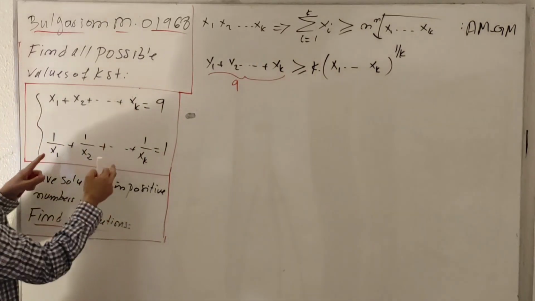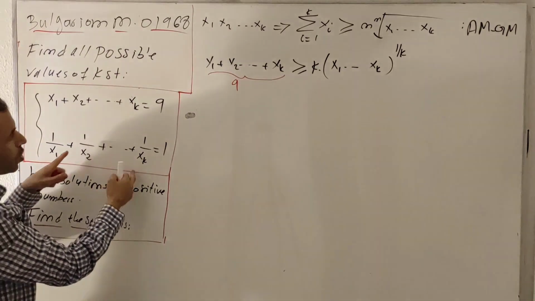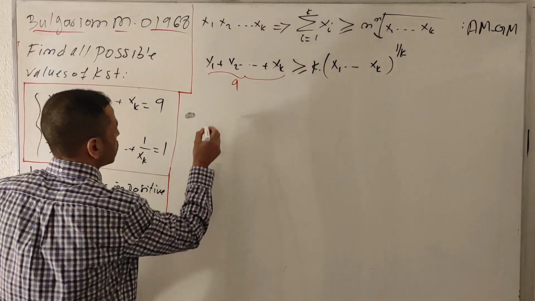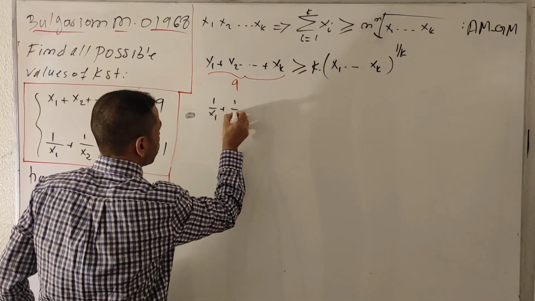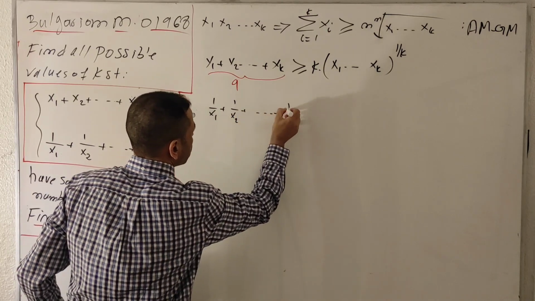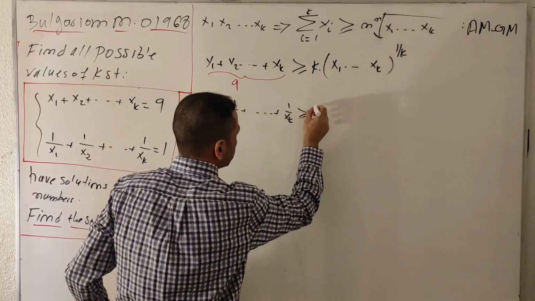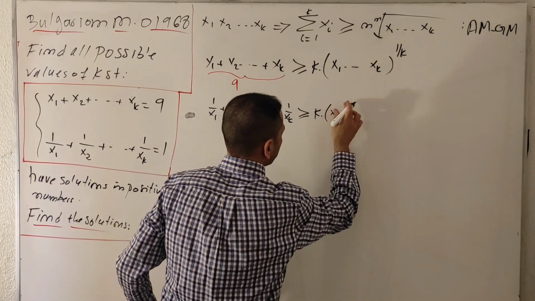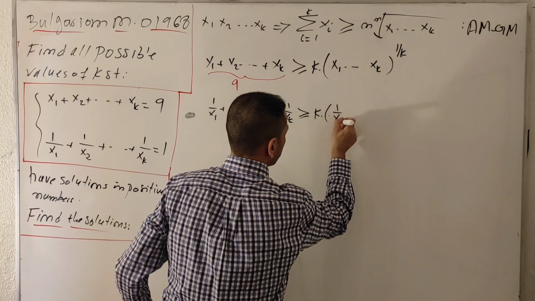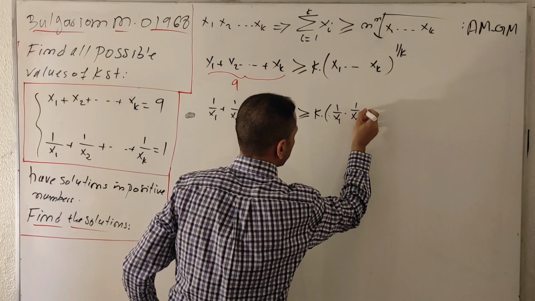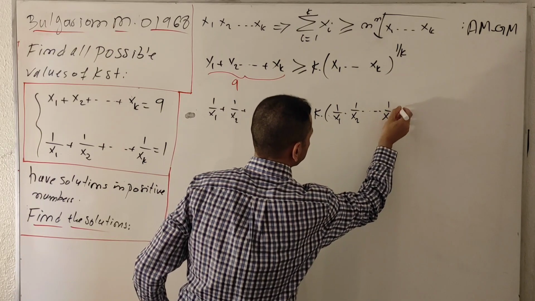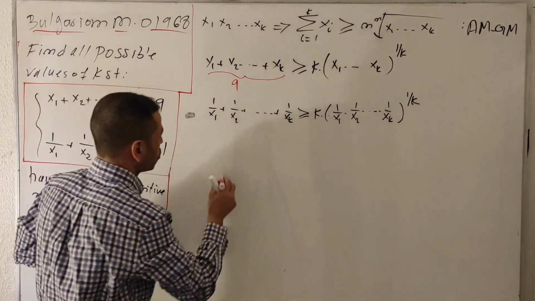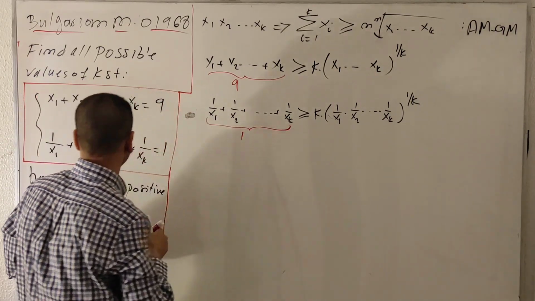On the other hand, we have this expression. It will be written in the same form by applying the AM-GM theorem on the second equation. So I will have 1 over x1 plus 1 over x2 and all the way down to 1 over xk is greater than or equal to k multiplied by the kth root of the inverses of these numbers, 1 over x1 multiplied by 1 over x2 and all the way down to 1 over xk, to the 1 over k. This is also equal to 1 as given information.